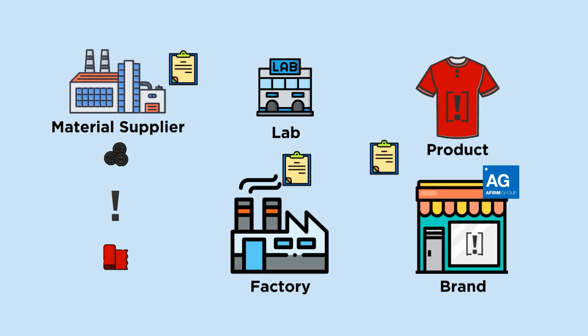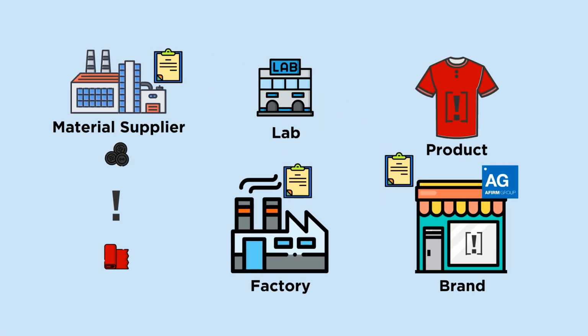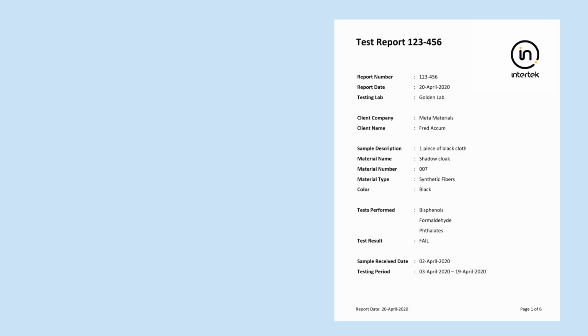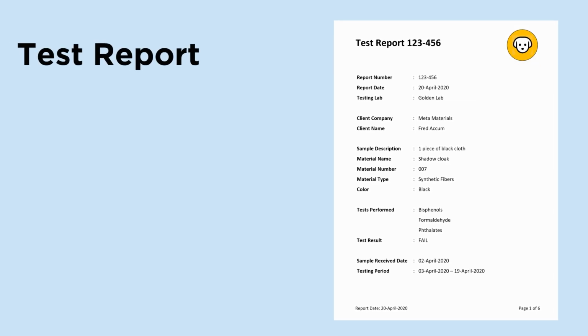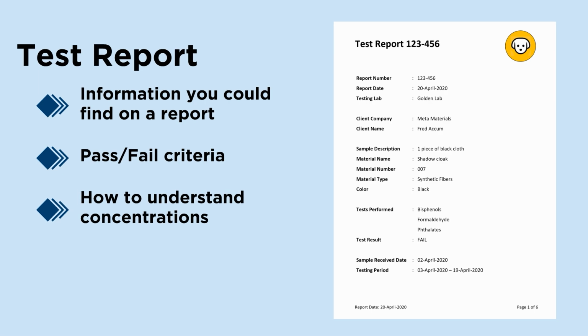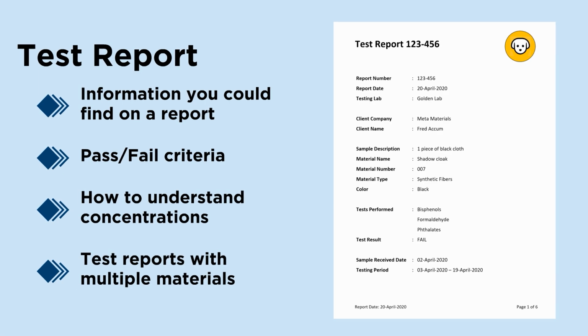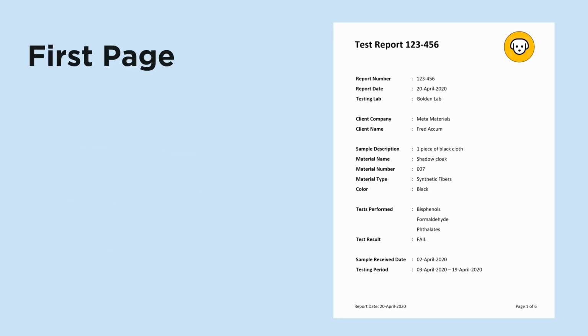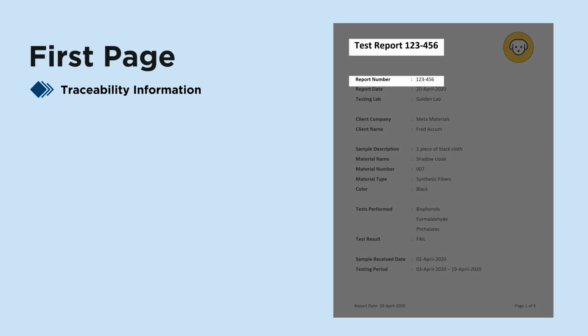A lab analyzes incoming materials for the required substances and issues a report. Depending on the laboratory performing the test, reports may have slightly different formats. Let us look at some of the information that may be present in a test report. This video will help explain information you could find on a report, pass-fail criteria, how to understand concentrations, and test reports with multiple materials.